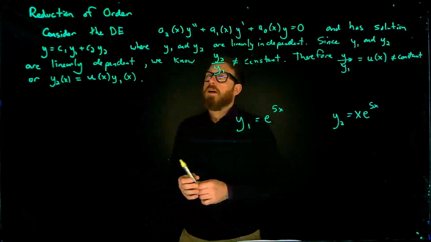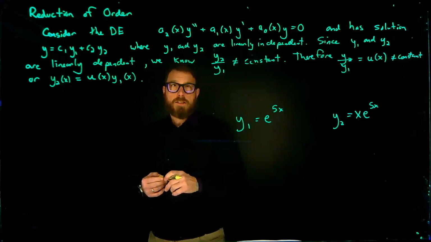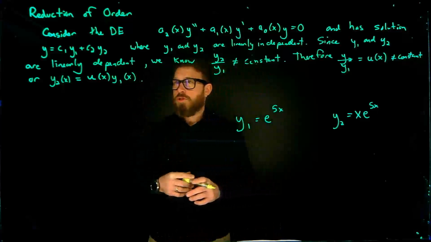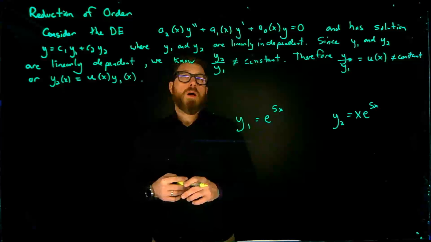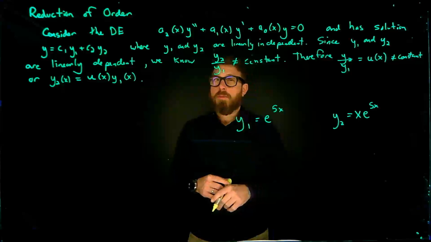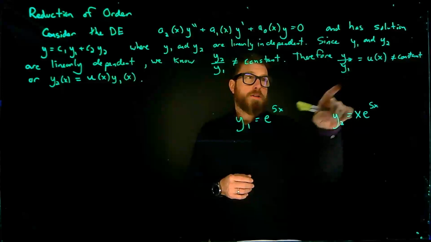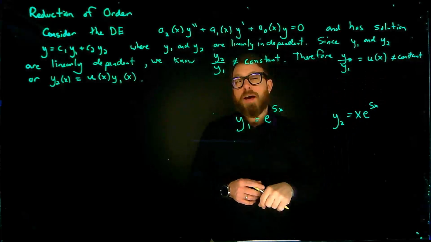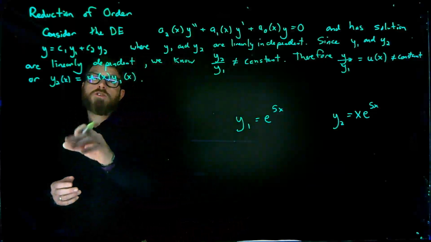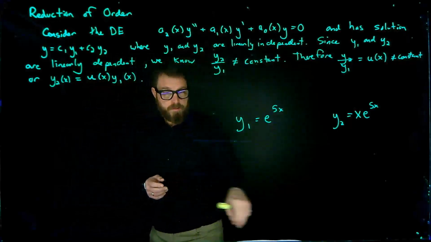All right, so consider this differential equation with coefficient functions of x, and this is our second order differential equation that has these solutions c1y1 plus c2y2, where y1 and y2 are linearly independent. Now, since y2 and y1 are linearly independent, I know that their division is not going to be equal to a constant. Therefore, y2 divided by y1 has to be equal to some, say, u of x, a function of x that's not a constant, which means I can solve for y2, so y2 is just going to be equal to u of x times y1 of x.